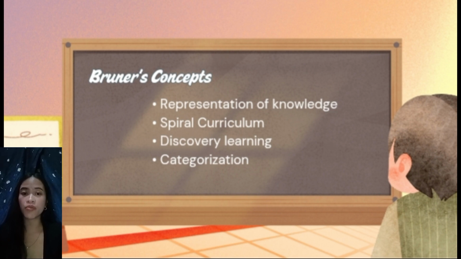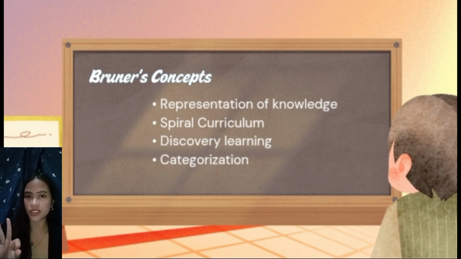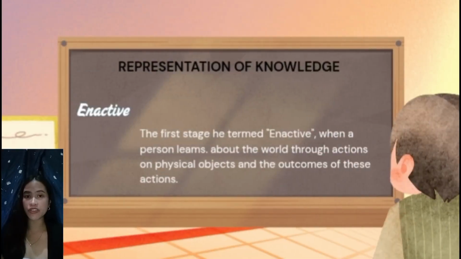And now let's move on to Bruner's concepts. There are four Bruner's concepts. First is representation of knowledge. Second, spiral curriculum. Third, discovery learning. Fourth, categorization. We have three types of representation of knowledge.